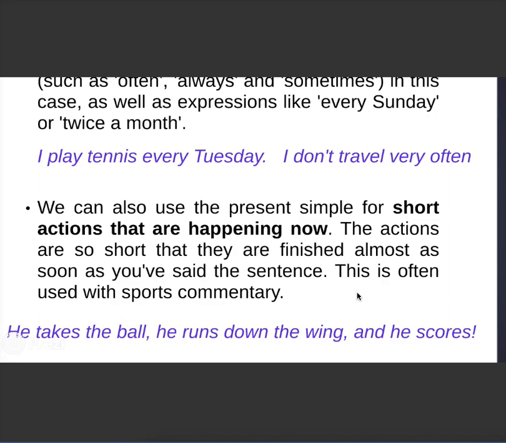Short actions, actions that are so short that they finish almost as soon as you say the sentence. Questions about this use of present simple, babies? Okay, so I am going to give you some seconds to take notes. Are you taking notes, right?